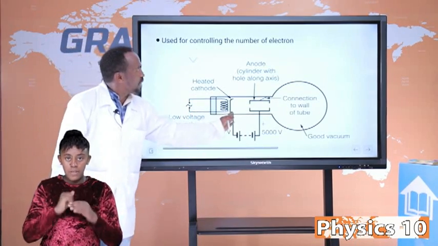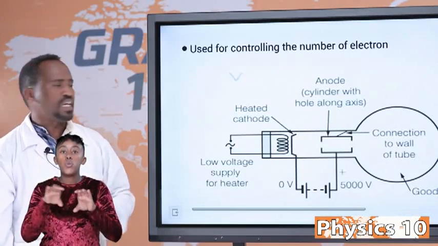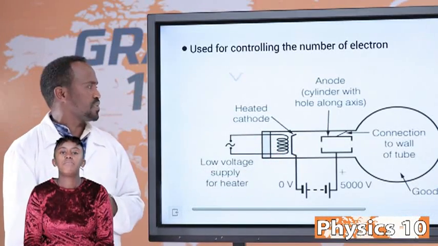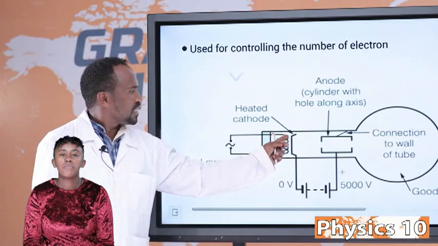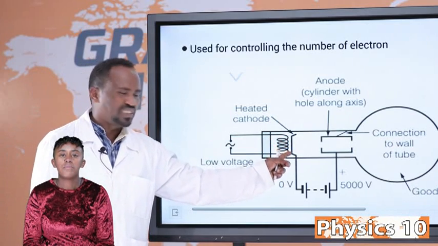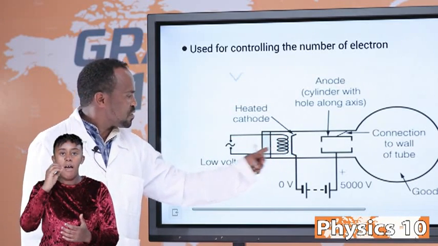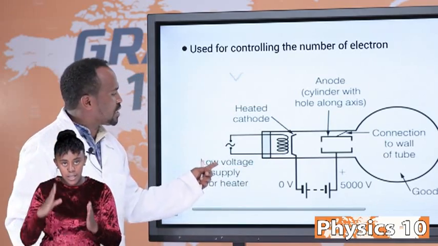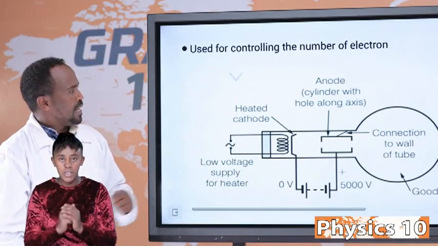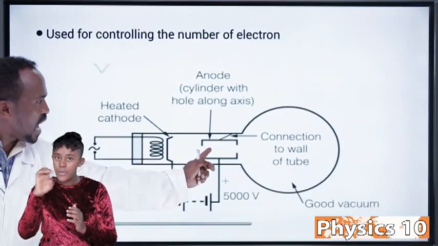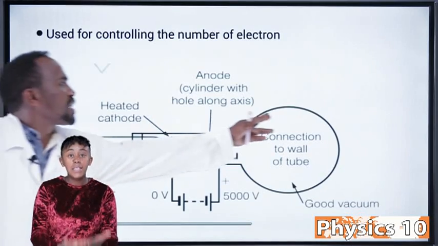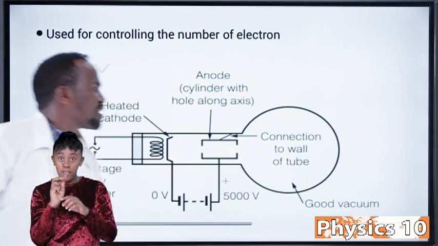And these are cathode ray tubes. This is the diagram of a cathode ray tube. There is the heated cathode, and this is the heater that is connected to an AC voltage. Here is the anode. This is the tube, and a fluorescent screen is at this point.